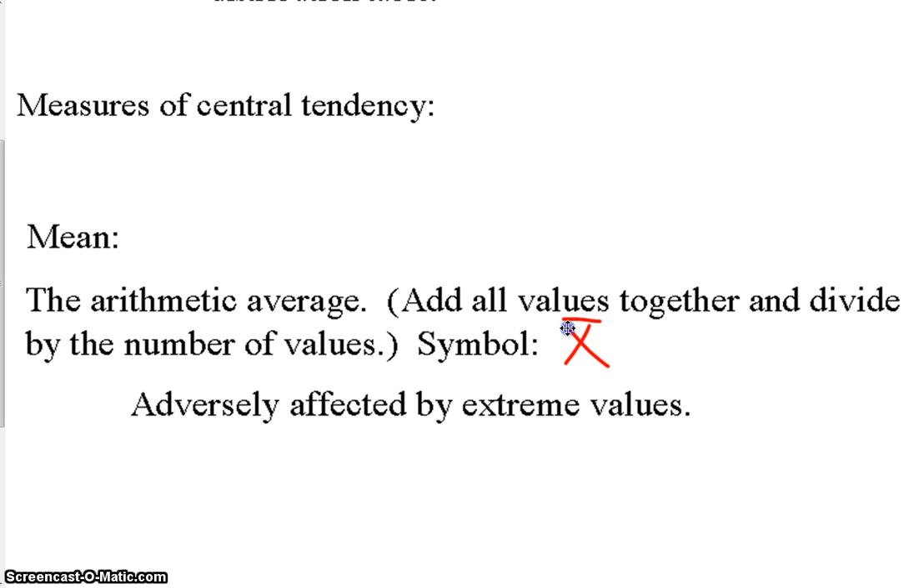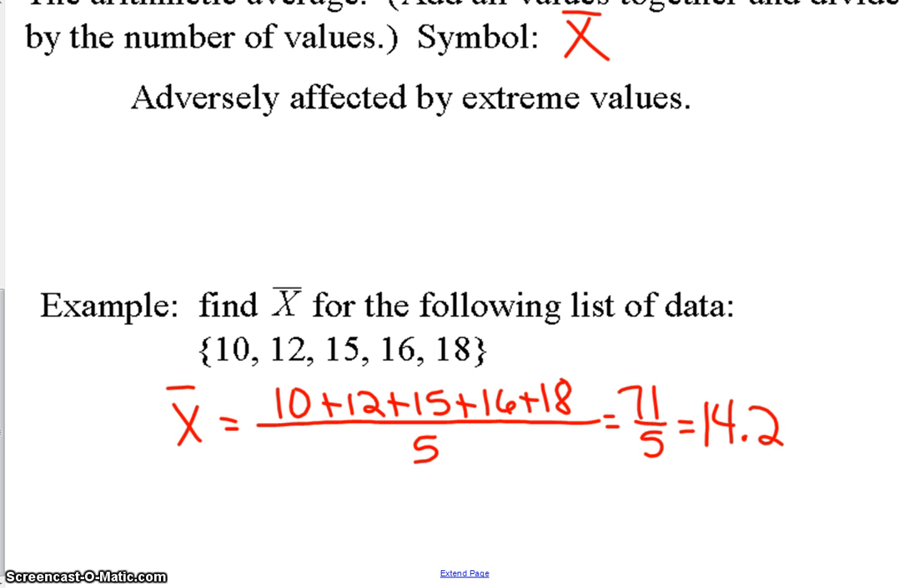Complete the example and check your solution. Be sure to pause the podcast. In this problem, because we had 5 pieces of data, we added them together and divided by 5 for a mean of 14.2.